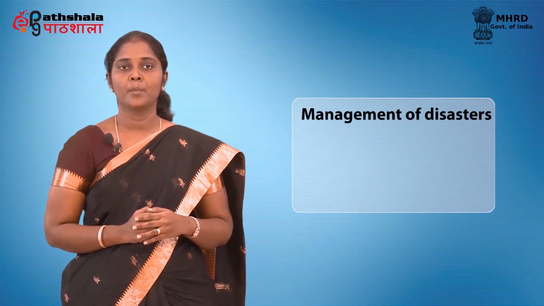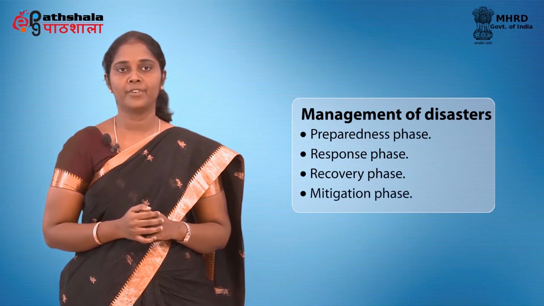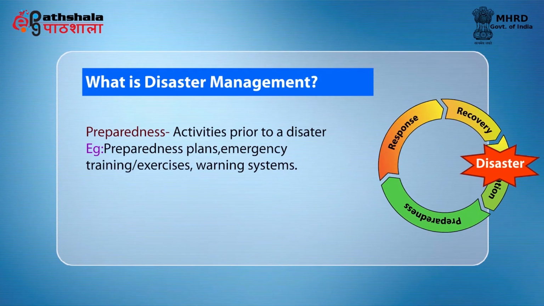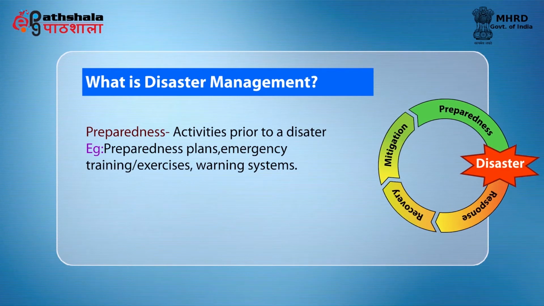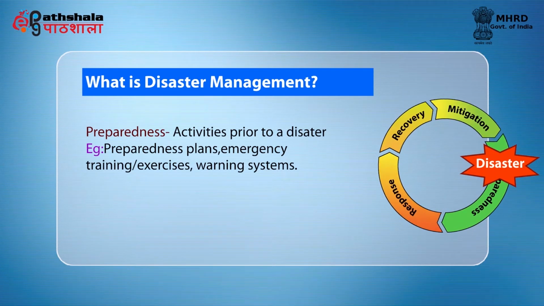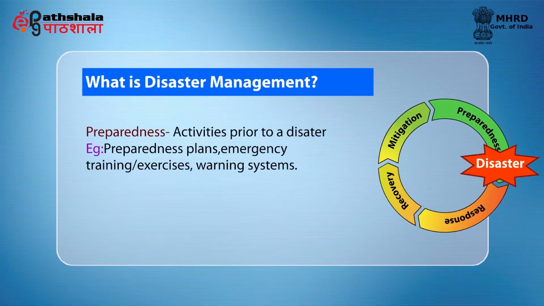Now, let us see management of disasters. There are 4 phases in an action plan which need to be planned before any disaster occurs. They are preparedness phase, response phase, recovery phase and mitigation phase. Now, let us see one by one. Preparedness phase. This is also called the planning phase, where you decide how to respond to an incident prior to disasters. Examples: preparedness plans, emergency training or exercises and warning systems.